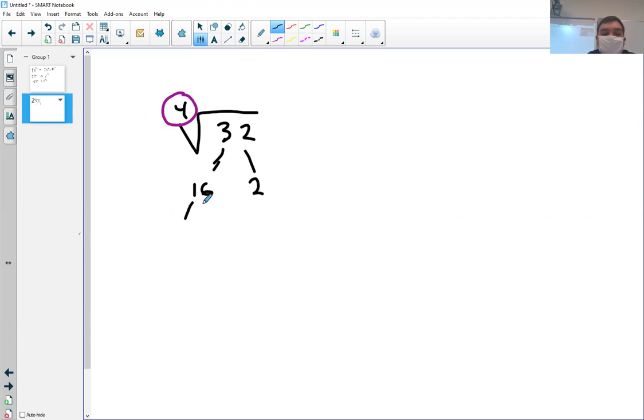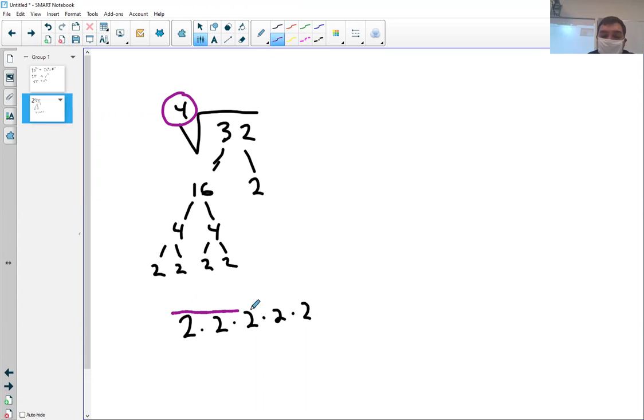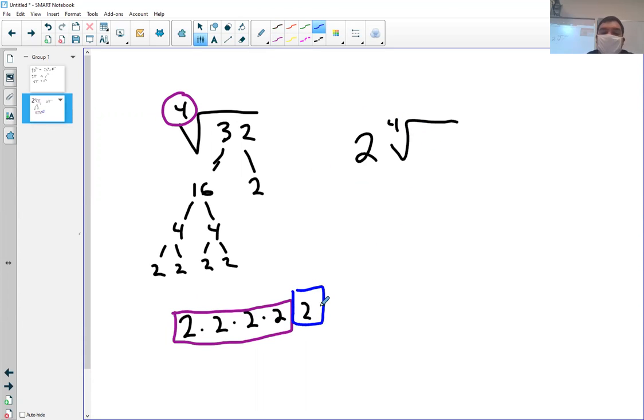Okay, 2 and 16, yeah. Good, 4 and 4. 2, 2, 2, 2. What do you have on the bottom? 2, 2, 2, 2, 2. You got 5 2s in this case. Because this is to the 4th power, you're going to take these 4 2s, and it's going to go on the outside. And then anything left over is going to be on the inside multiplied to itself. In this case, it's just a 2. So it's going to be 2 times the 4th root of 2.